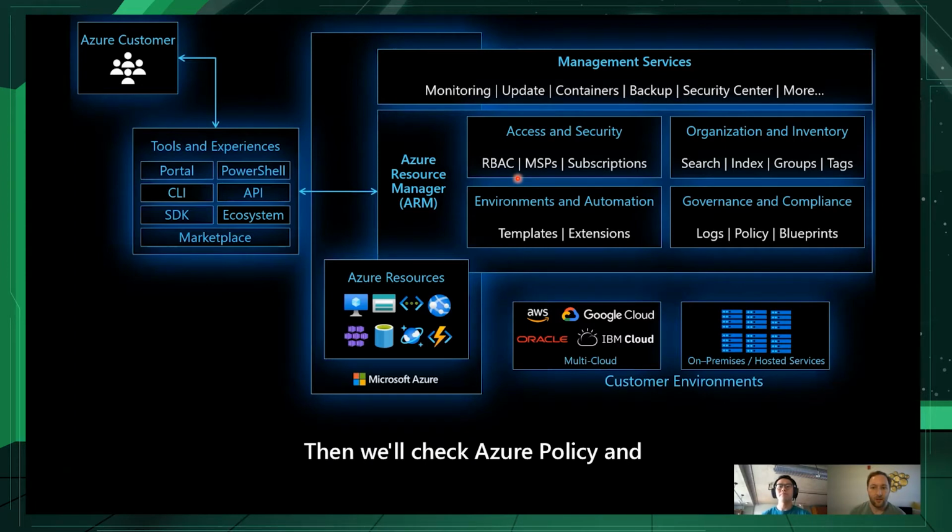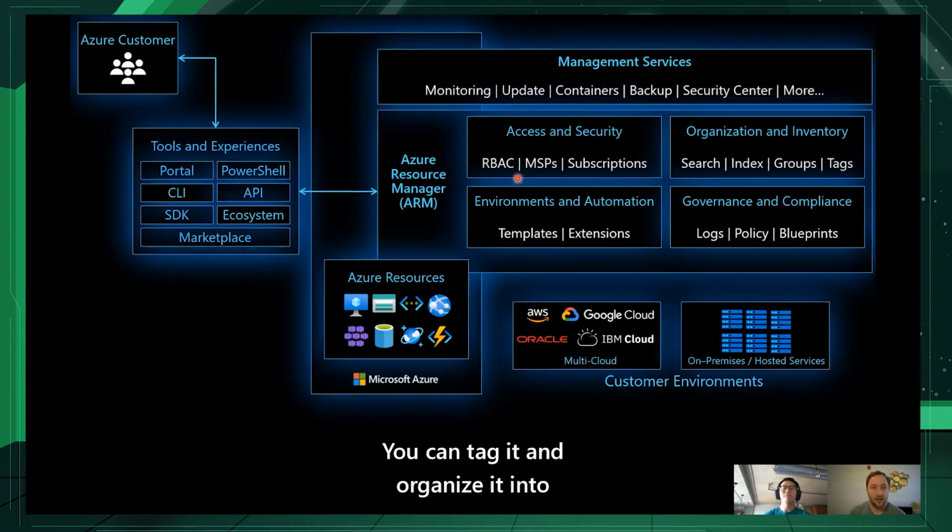And then we'll check Azure Policy and ask: the type of VM you created and the network you connected it to, is that allowed for you? And you can tag it and organize it into resource groups and subscriptions so that you can find it and organize your resources just as you need. And of course, everything you do can be audited through the log system built into Azure.